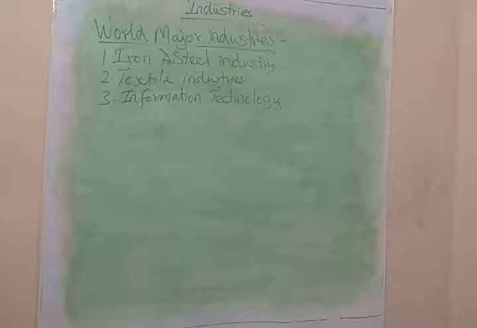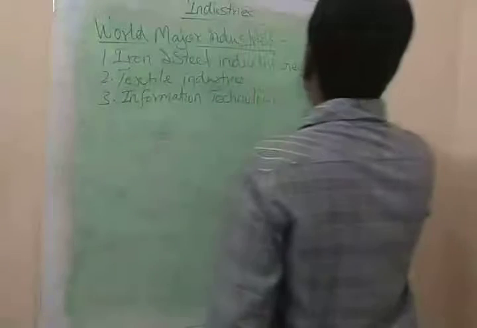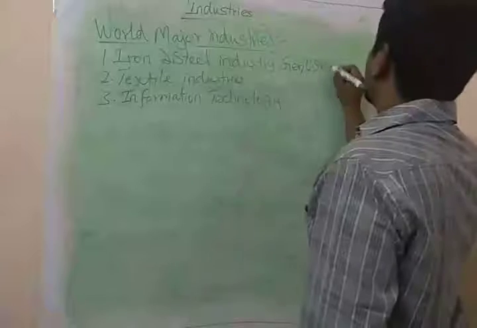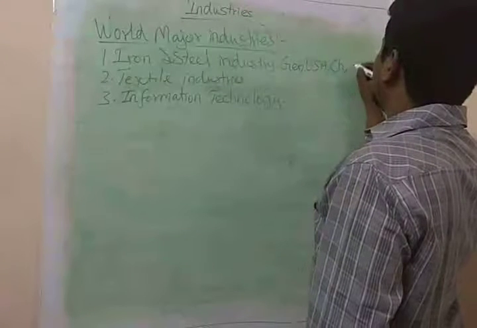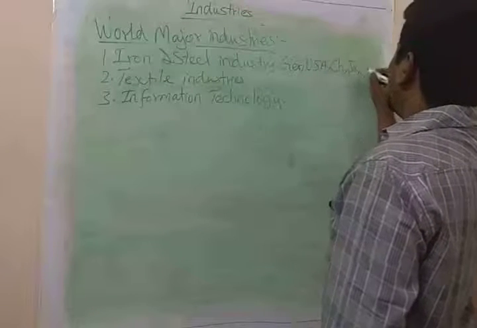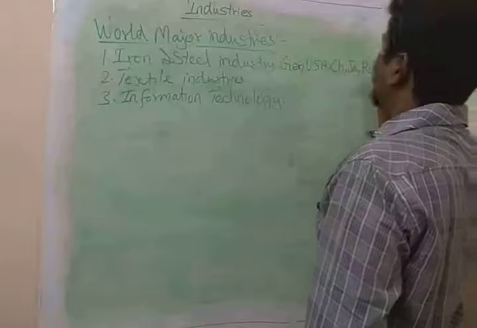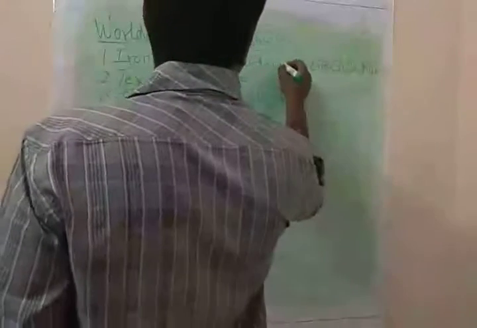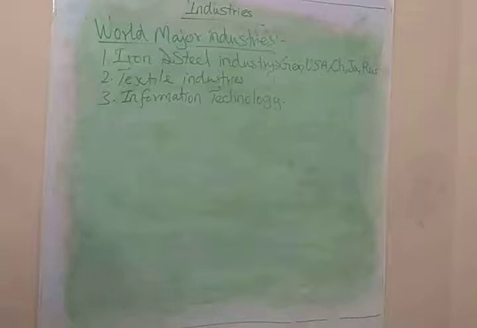At first, these iron and steel industries are commonly located in Germany, USA, China, Japan and Russia. Okay, ma'am. So these are the main countries that manufacture iron and steel nowadays.